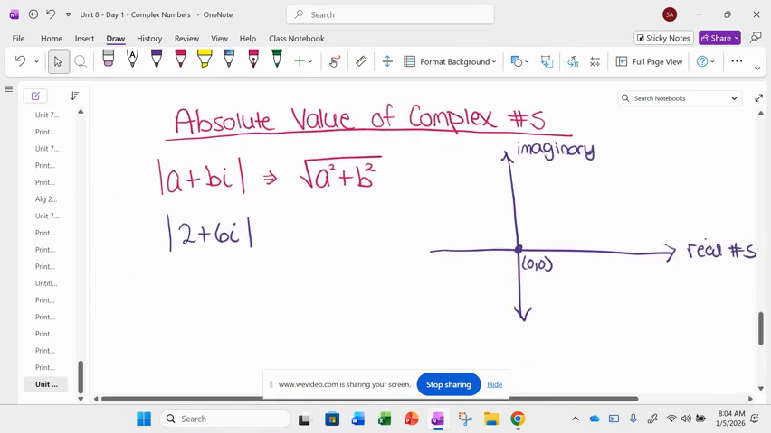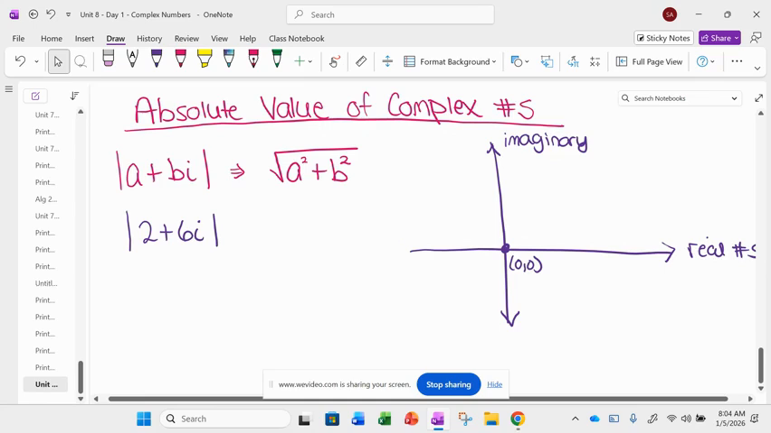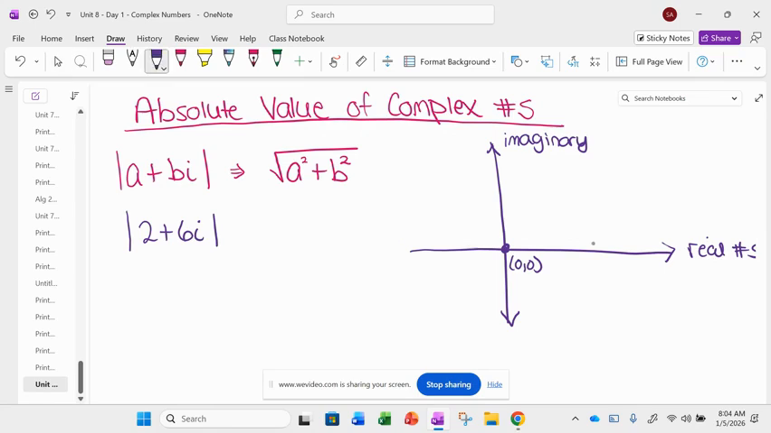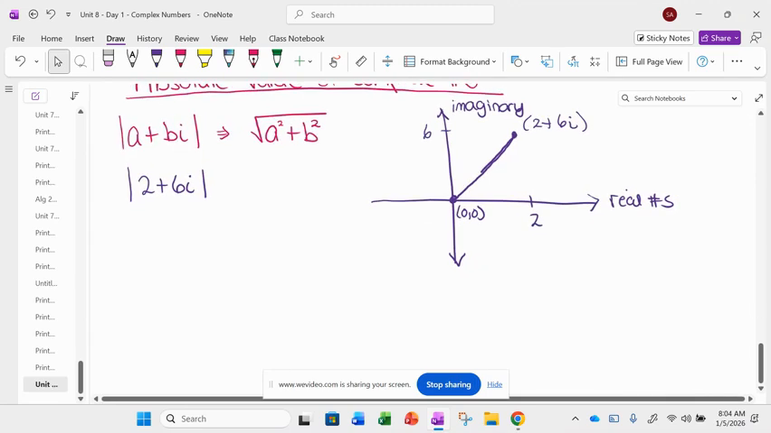So when we have 2 plus 6i, that means 2 on the real, 6 on the imaginary. So I'm going 2 over on the real and up 6 on the imaginary, which is right here. So this is the point 2 plus 6i. And we want to find the distance that number is from 0. And how do we find the distance between any 2 points? Does anybody remember? We use the distance formula.